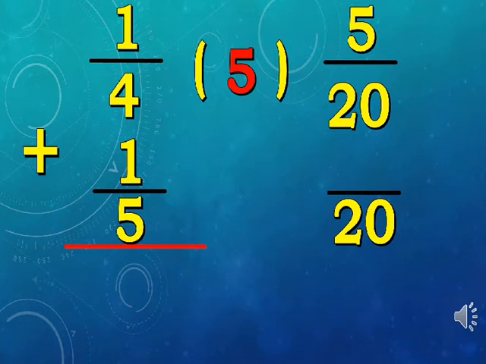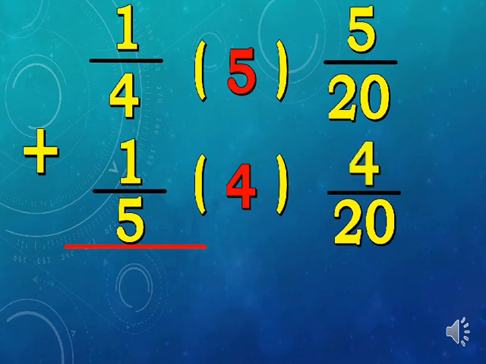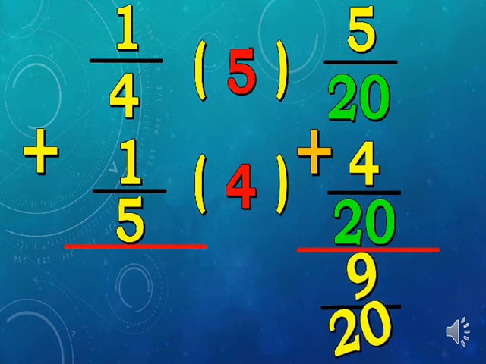Let us now find the numerator of the next fraction. 20 divided by 5 is 4. Then 4 times 1 is 4. You can see the denominators are similar. So we can proceed using the rule for adding similar fractions. Copy the same denominator and add the numerators. 5 plus 4 equals 9. If we add 5/20 plus 4/20, it is equal to 9/20.